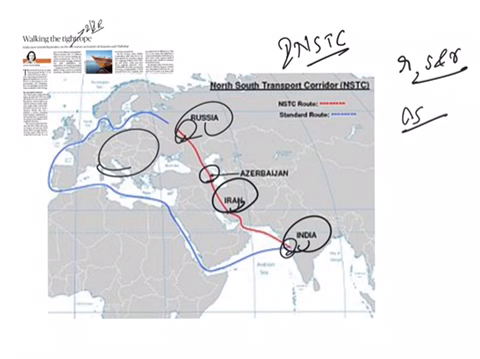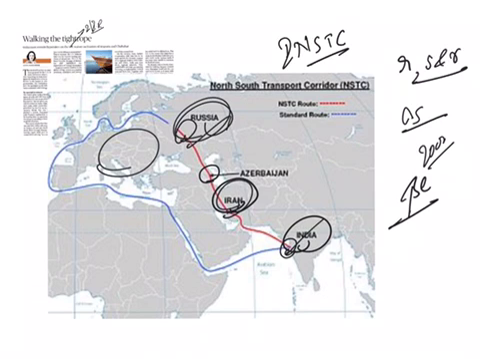This project was started in 2000 with an aim to build the shortest multimodal transportation route by linking the Indian Ocean and the Persian Gulf to the Caspian Sea through Iran and St. Petersburg in Russia. The main objective of this corridor is to increase trade connectivity between the major cities like Mumbai, Moscow and various other European cities. And the estimated capacity of this corridor is 20 to 30 million tons of goods per year.